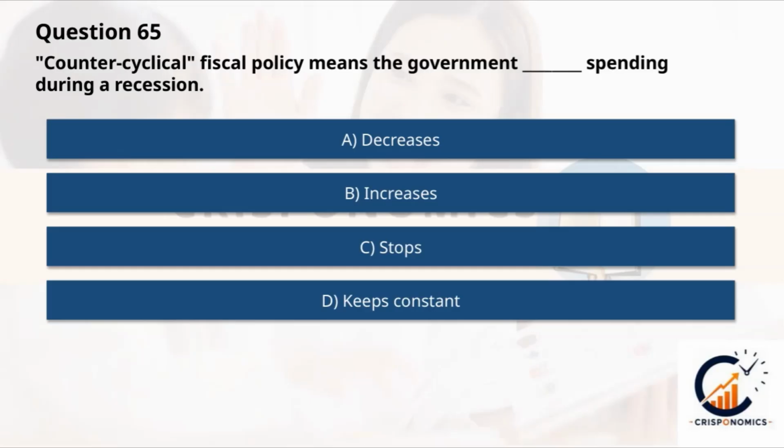Countercyclical fiscal policy is all about how the government adjusts its spending when the economy takes a downturn. During a recession, the government doesn't hold back. It actually increases spending. This helps to stimulate the economy, offsetting the drop in private sector demand. So, the right answer here is that the government increases spending when times get tough, aiming to smooth out the economic cycle rather than letting it spiral downward.